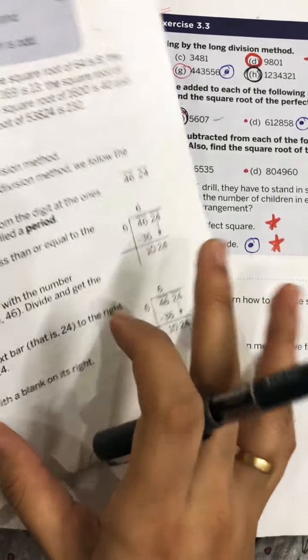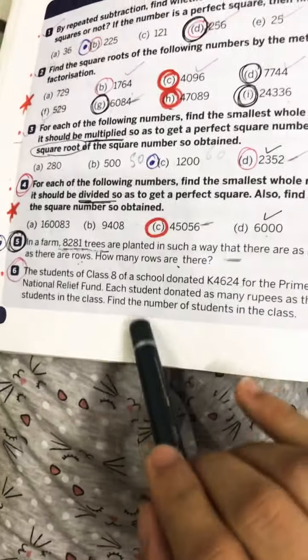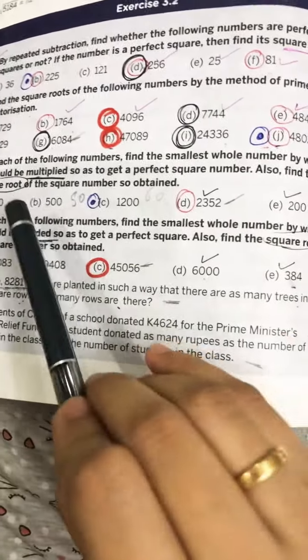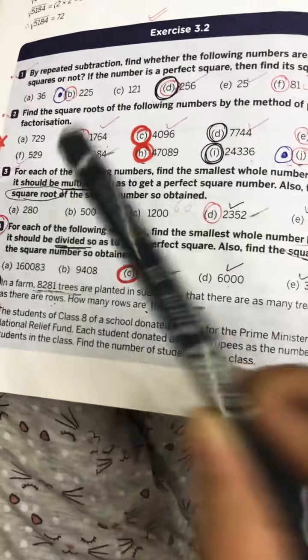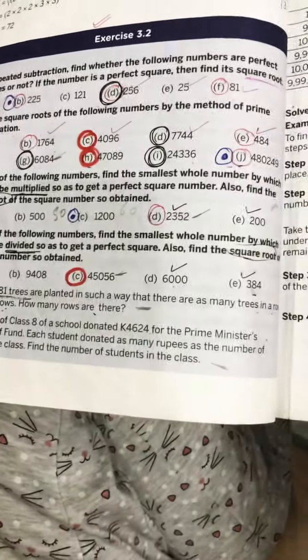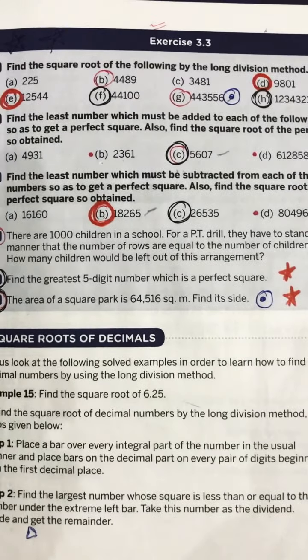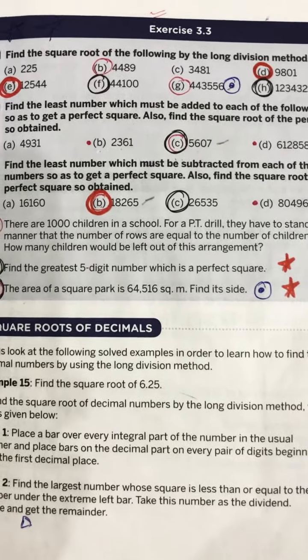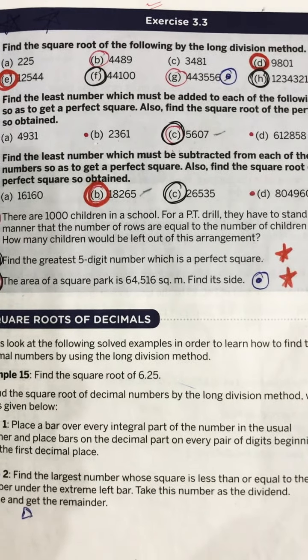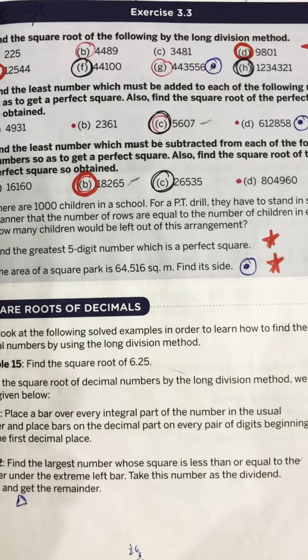Then we did the other questions, like word problems, and finding the square root with multiplication by the smallest number and division by the smallest number. Now this exercise is based upon the square root with the long division method. You have to find the square root with the long division method.